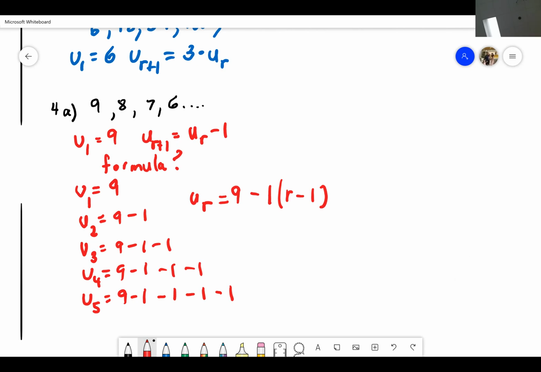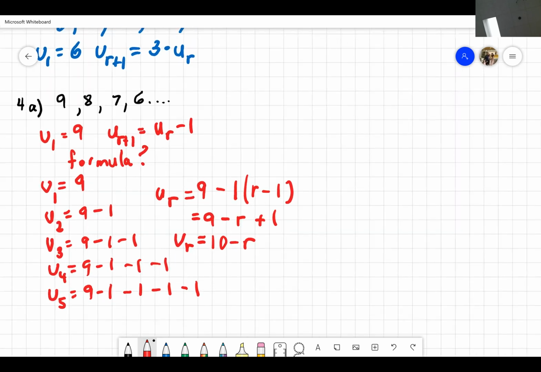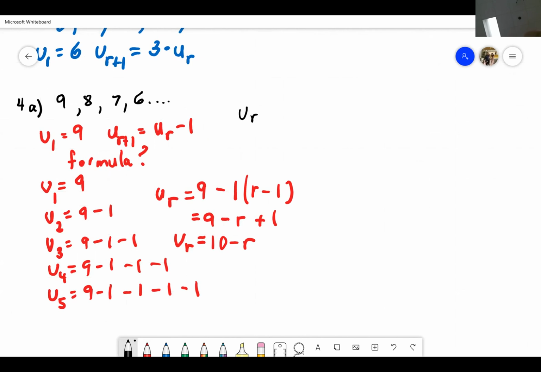But we would simplify his formula. We write as 9 minus r plus 1. You see that? So it's really 10 minus r. So the final formula here would be use of r is 10 minus r. Let's see if it works. If I put a 1 in there, I get a 9. If I put a 2 in there, I get an 8. If I put a 3 in there, I get a 7. If I put a 4 in there, I get a 6. You see it? It's 10 minus r.